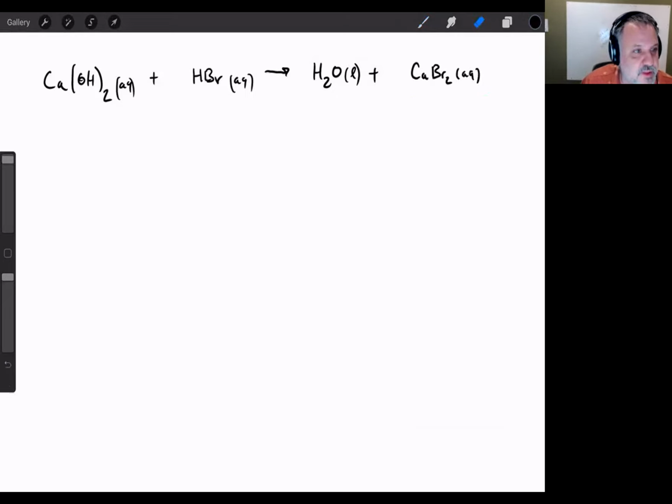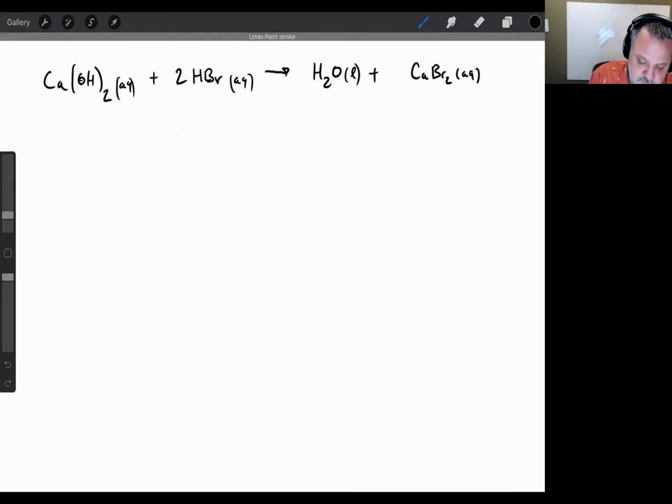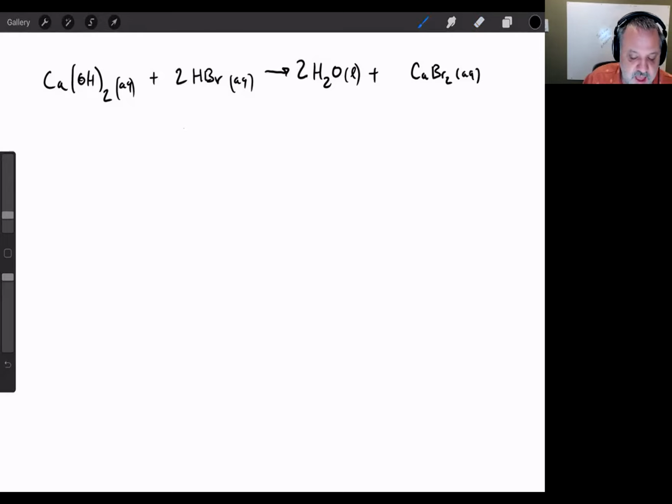Now that we've written down the complete formulas, we've completed the equation, it's time to balance. So I've got 2 bromines, so I need 2 bromines here. It looks like everything else is balanced except for the hydrogens and oxygens. So I have 2 hydrogens plus 2 hydrogens on the left, so 2 here, 2 here, that's 4 total. So I need a 2 here to balance out the hydrogens, and that should also balance the oxygens. 2 here, and now I have 2 there. So the oxygens are all balanced.